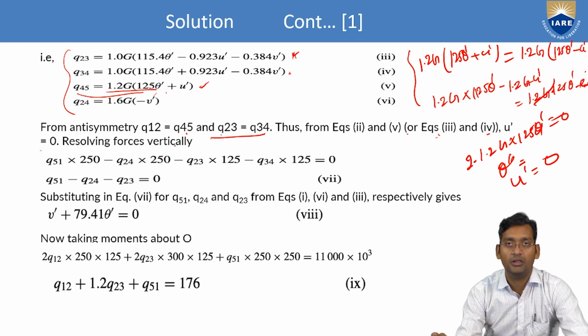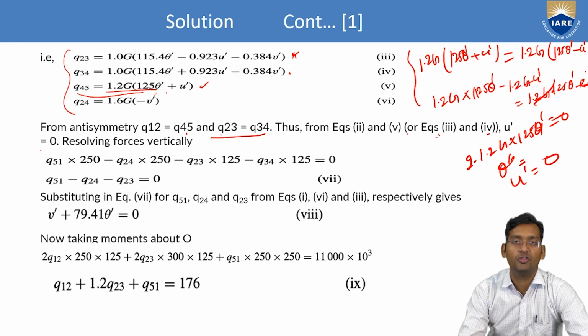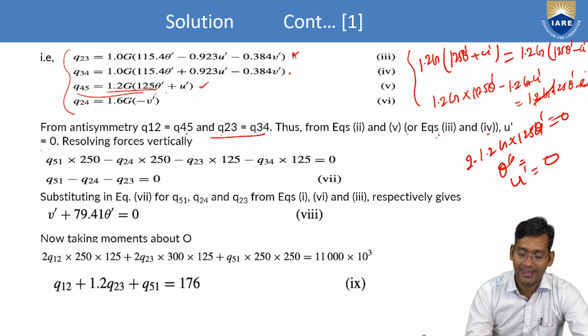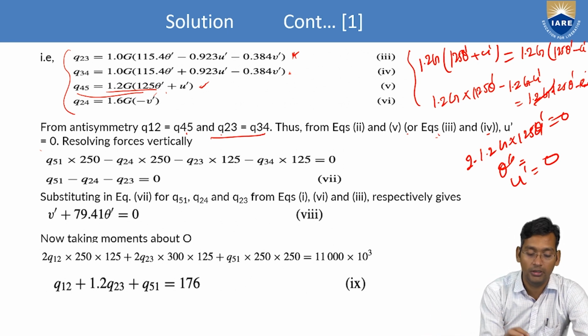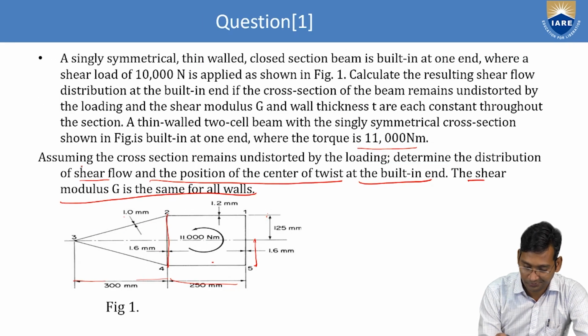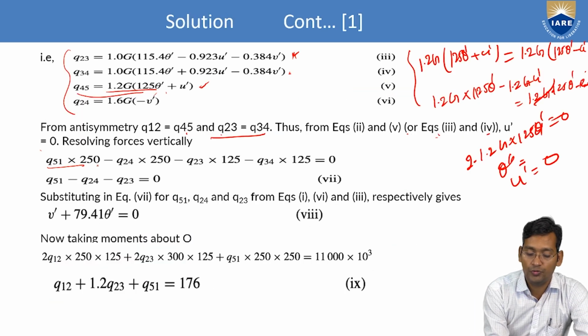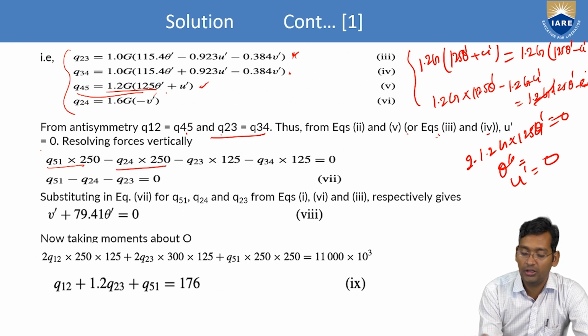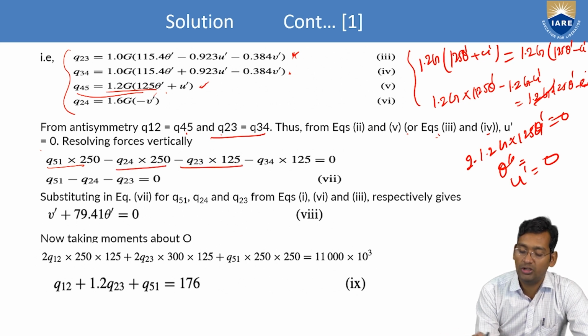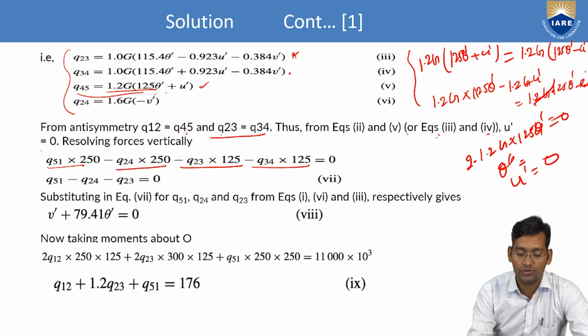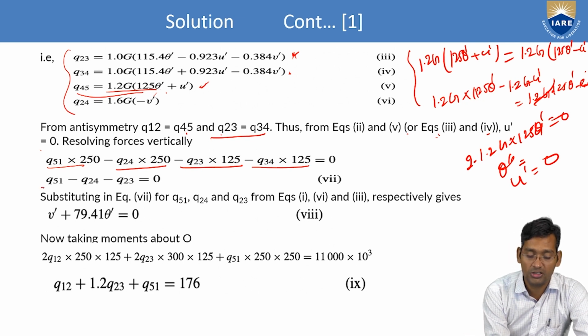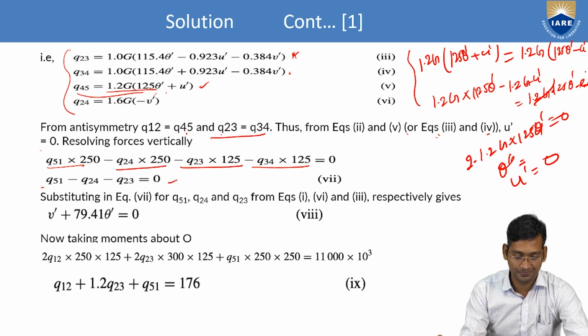Just see here, resolving forces vertically, and then we take a moment. First resolve forces vertically, and then substitute back what we did earlier. So for Q51, just see the figure. Q51, how much is given? That is 250. So Q51 into 250 minus Q24 into 250 minus Q23 into 125 minus Q34 into 125 equals 0. So from here one equation we will get: Q51 minus Q24 minus Q23 equals 0.